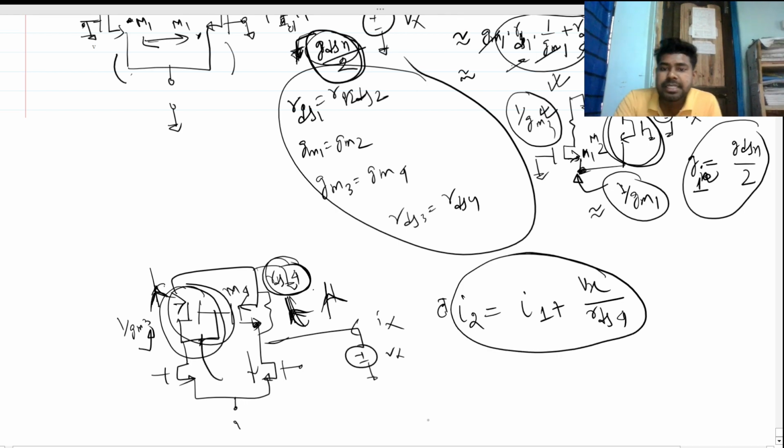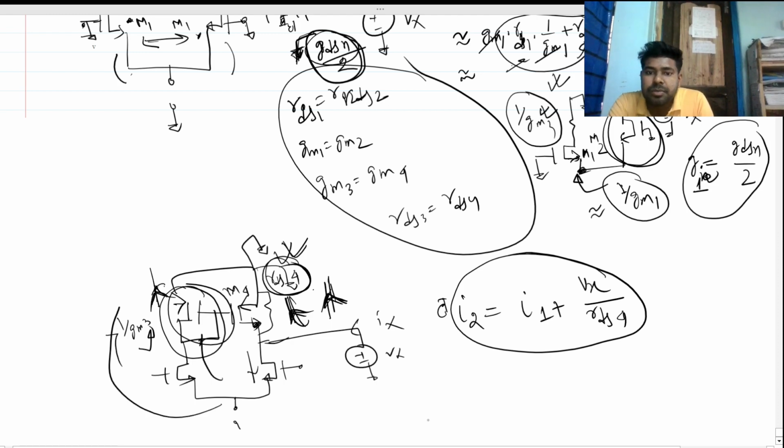What I am saying is, in this branch there are two currents. One current is flowing through this RDS4 to the ground, and another is the current flowing in this path. This current will be mirrored in this branch as well, right? This is nothing but I1, as we have assumed, and this is Vx and this is ground, so the current will be nothing but Vx by RDS4.